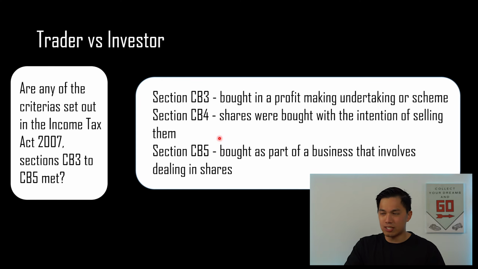And lastly, section CB5 is the last criteria, which is that the shares were bought as part of a business that involves dealing in shares. So if you set up a company to buy and sell shares, then you will get taxed as a trader. So to qualify as a trader, you only need to meet one of these sections. You don't have to meet 2 or 3 of them. You just need to meet one of them and you'll be qualified as a trader.